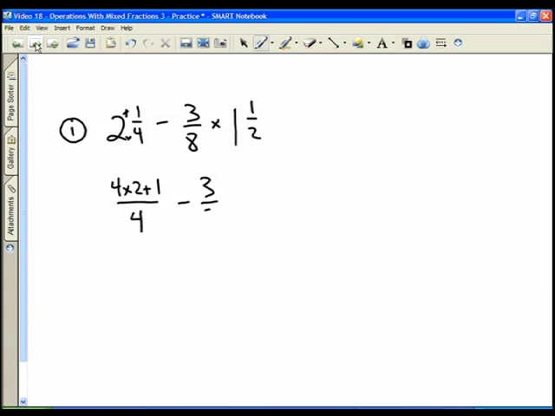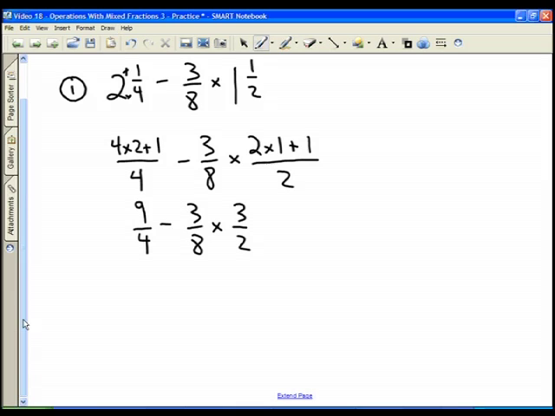We don't have to worry about the 3/8 because it's already a fraction. And now we have a 1 1/2, which is going to be the same as 2 times 1 plus 1 all over 2. So in the first fraction here, 4 times 2 is 8 plus 1 is 9. So we have 9/4 minus 3/8 times 2 times 1 is 2 plus 1 is 3, 3/2.